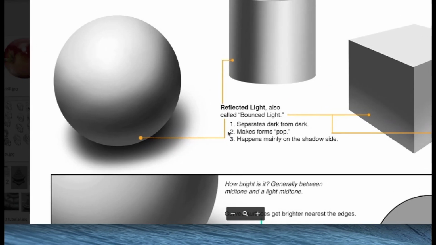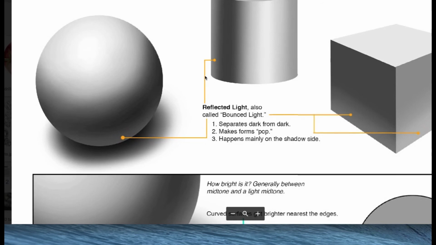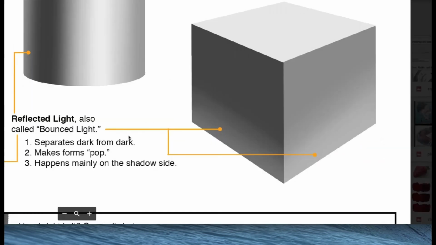So let's look at the formula for reflective light. What are the rules for this? How does it operate? It does 3 things. It separates dark from dark. So for this cube right here, on the 3 side, if there was a cast shadow down here on the ground, then this dark 3 side would start to blur together with the cast shadow, and our brain would not be able to separate the cube from the shadow. And so what bounce light does is it separates dark from dark.